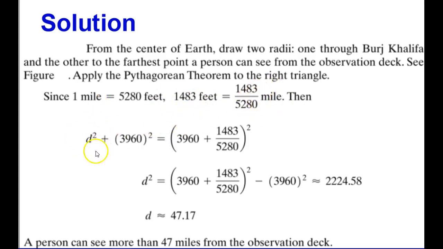So I've got my d squared, that's the side that I don't know, how far we can see, plus my other leg, the radius of the Earth squared, equals the entire length of that other radius. So I've got the radius of the Earth plus the height of the building. That gives me that third side of my triangle. So I square that, and now I can just use my calculator and simplify and solve for d. So d is approximately 47.17 miles. And remember, we always need to include our units.